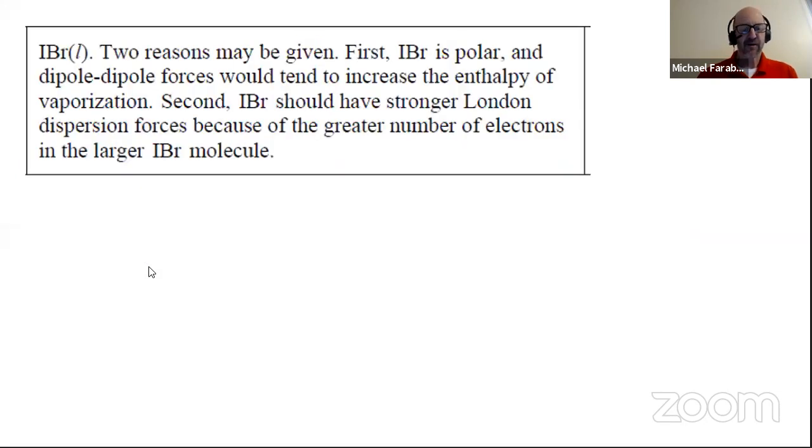And that's what you can see here on the screen. Two reasons may be given. First, that IBr is polar, and of course, having the dipole-dipole forces tends to increase the enthalpy of vaporization. And the second is that it should have stronger LDFs because of the larger electron cloud.